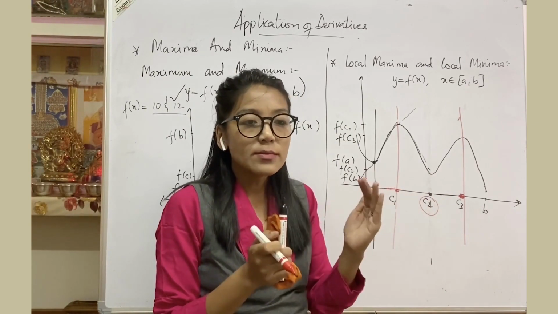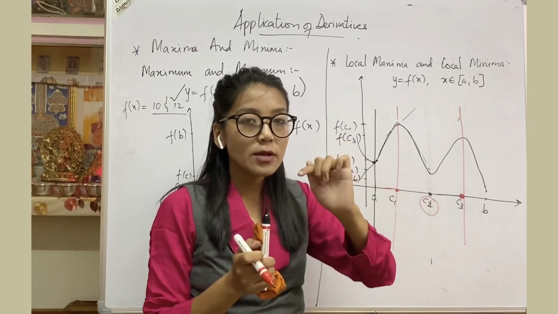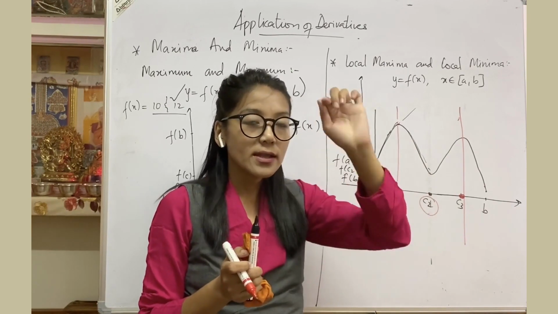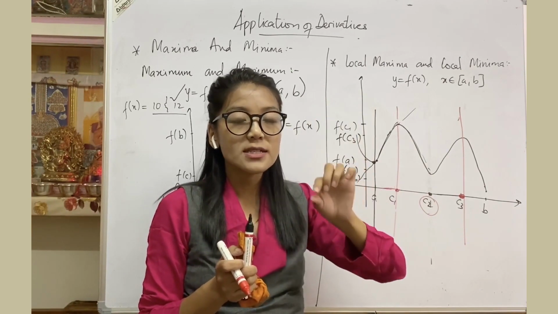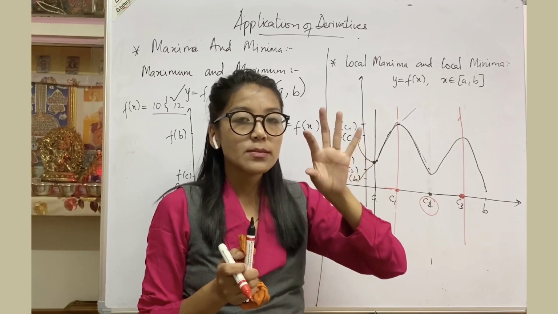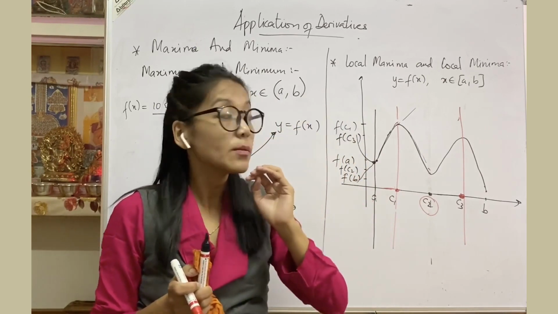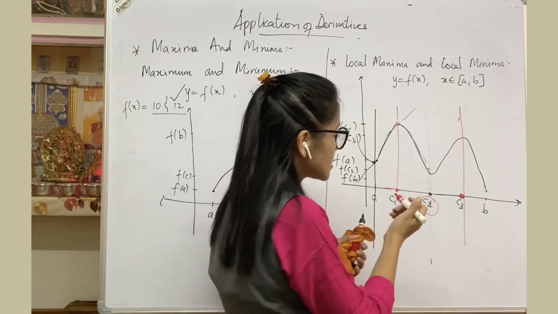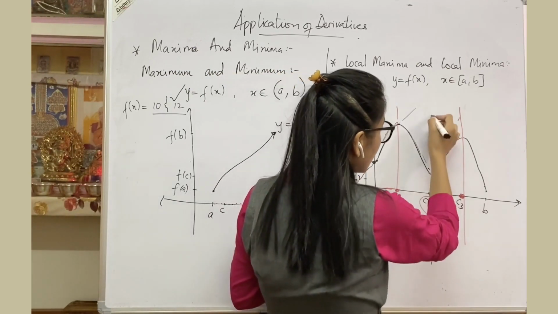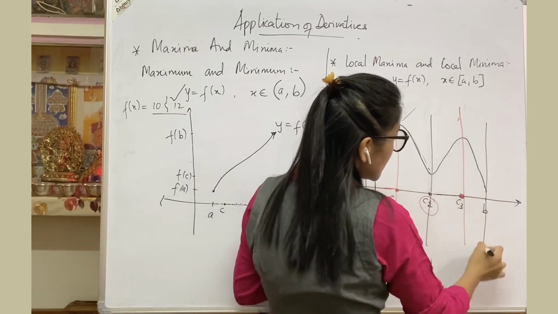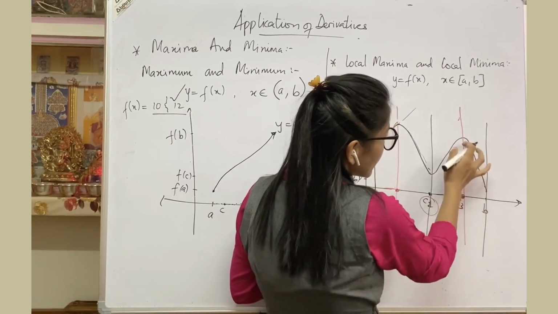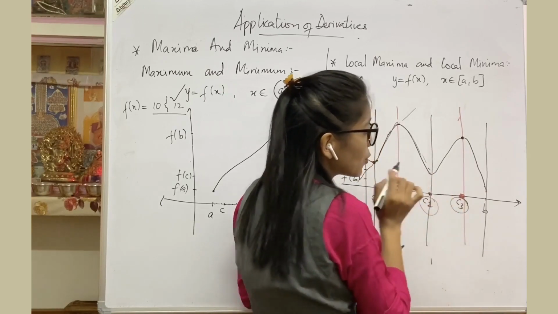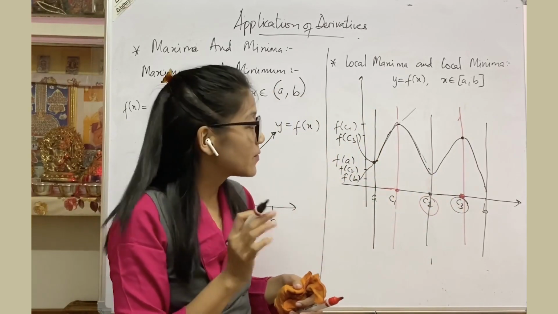So local maxima and local minima means it should go like this. Local maxima means the function should first increase and then it should decrease. Then that point is called the point of local maxima, and the value is called the local maximum value of the function. Similarly, it is like this. If I take the interval C2 to B, then this is the local maximum value of the function, and C3 is the point of local maximum value of the function, right?